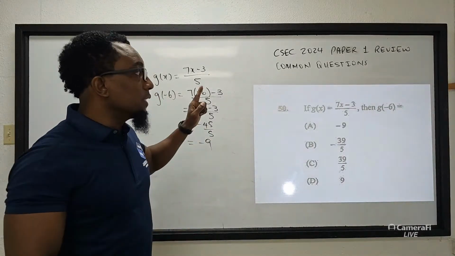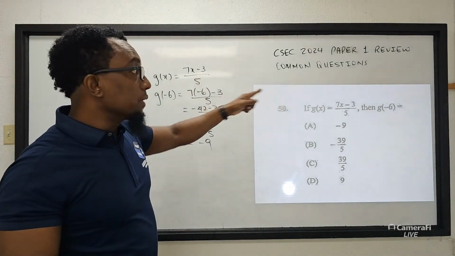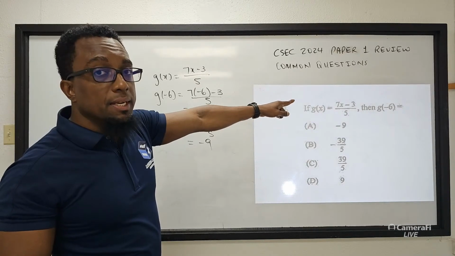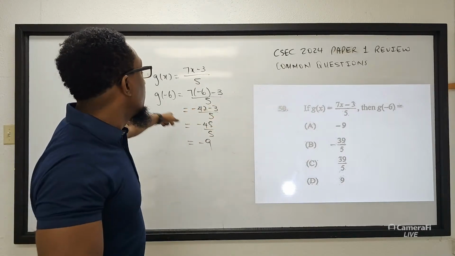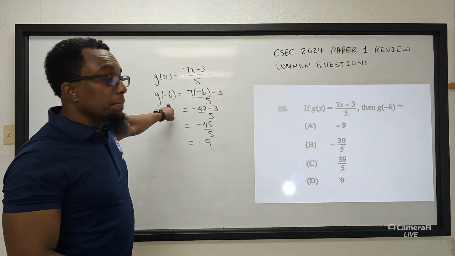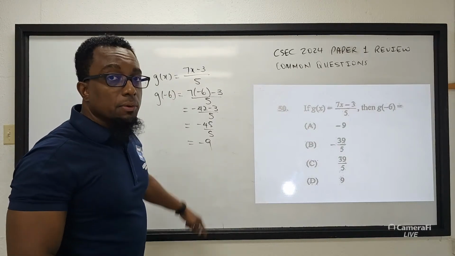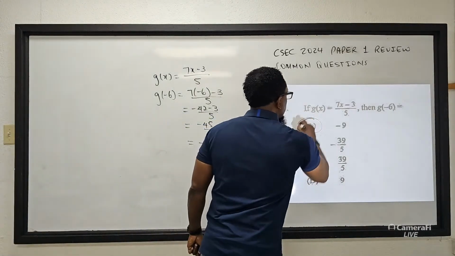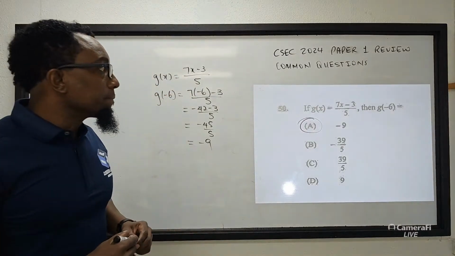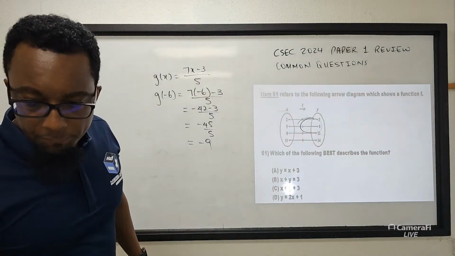So if you see this question tomorrow, just make sure you know how to work it out, because sometimes it may change and put, instead of g of negative 6, it may place another number inside of the bracket. If you see g of negative 6, you know how to work it out to get our result, right? So that's E. So let's look at 51.